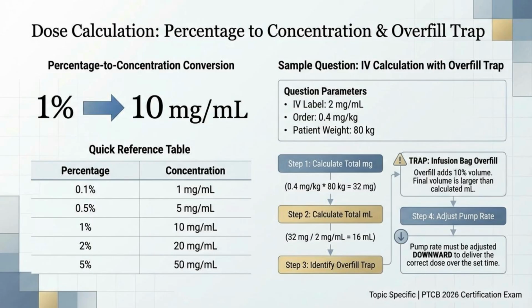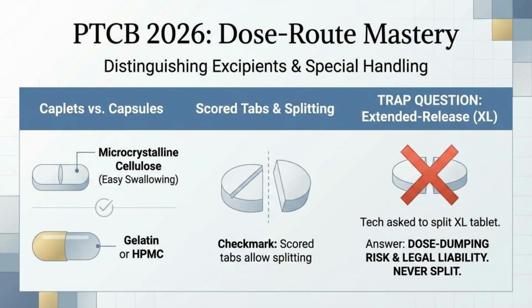When calculating IV doses, remember the overfill trap. Infusion bags often contain 10% overfill volume, which means the pump rate must be adjusted downward to deliver the correct dose over the set time. Distinguish between caplets and capsules, noting their common excipients. Scored tablets allow safe splitting.